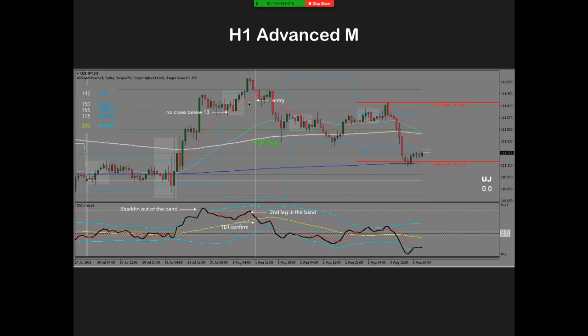It's right on the edge. It might have been this candle. Sorry, I put the line one candle too far back. It should have been this candle right here, the shift candle below the 13. And that's where your TDI confirm would have been.